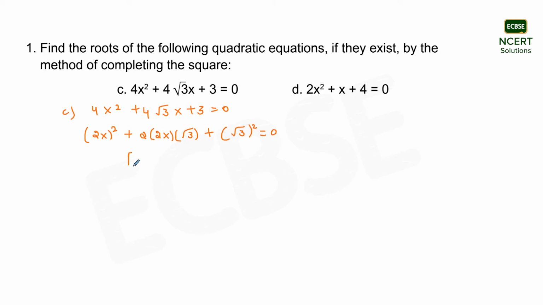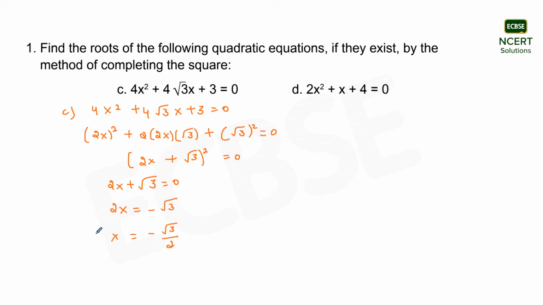So applying the identity over here, that is a plus b whole square, where a is 2x and b is root 3, this becomes 2x plus root 3 whole square equals to 0. So now taking the square root on both the sides, it becomes 2x plus root 3 is equal to 0. Or we can also write it as 2x is equal to minus root 3, or x becomes minus root 3 by 2. So we have obtained the value for the variable x, which comes out to be equal to minus root 3 by 2.